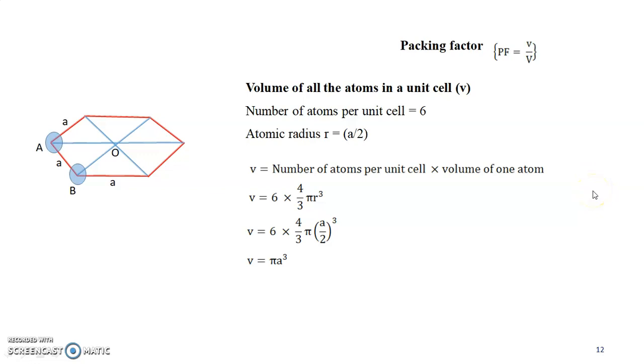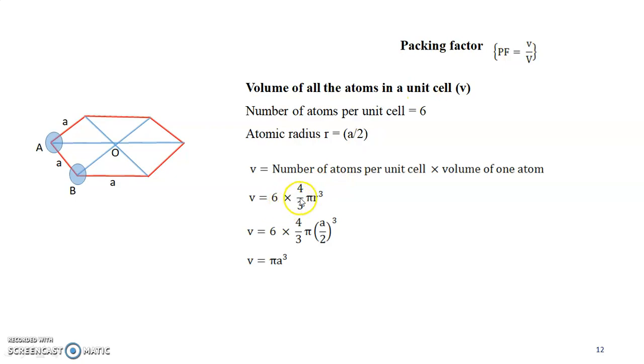We know the formula for packing factor. Packing factor is defined as the ratio of volume of atoms divided by volume of unit cell. First, let us calculate the volume of atoms. We know the total number of atoms is 6. We know the atomic radius is also a by 2. Now we are calculating this numerator, that is the volume of atoms. Volume of atoms equals 6 into the volume of one atom.